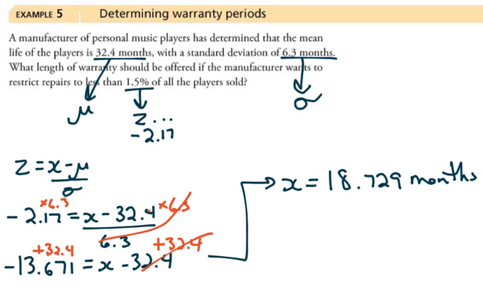Now, no company in the world would actually advertise a warranty as 18.729 months. They likely wouldn't even say 18.7 months. So now the question is, do they advertise as 18 months or 19 months? Well, if you think about it, at 19 months, you would have a few more players fail in those 0.3 months. And if they don't want to replace any more than 1.5%, that might push them to 1.6% if they wait till 19 months. So they would likely say 18 months and possibly only have to replace 1.4%.